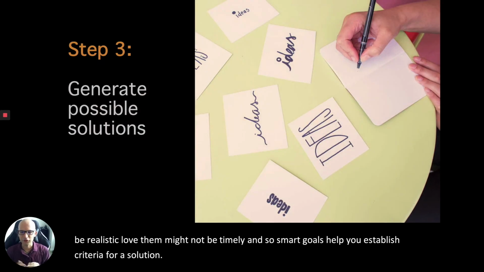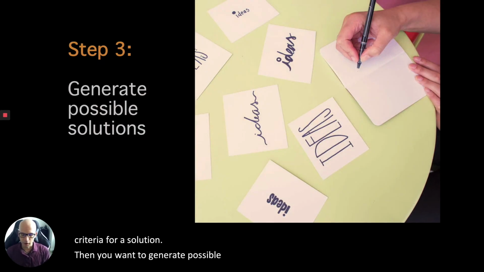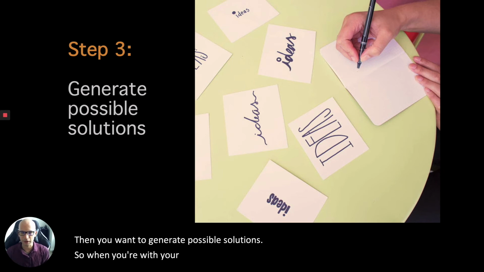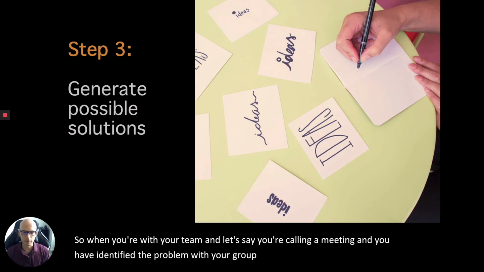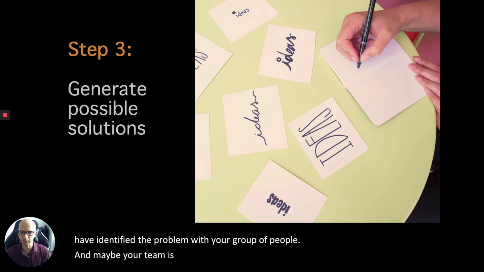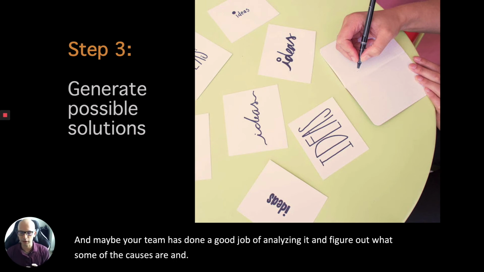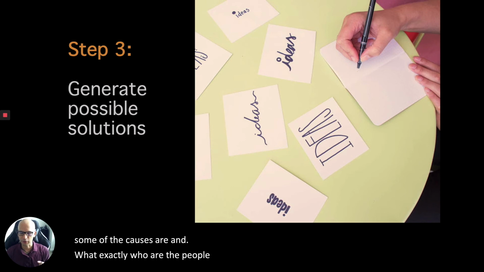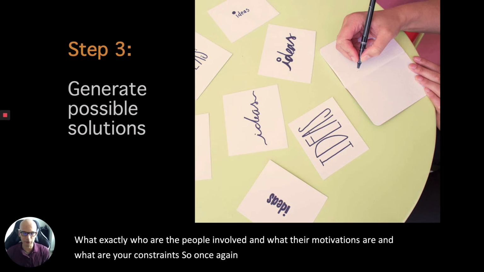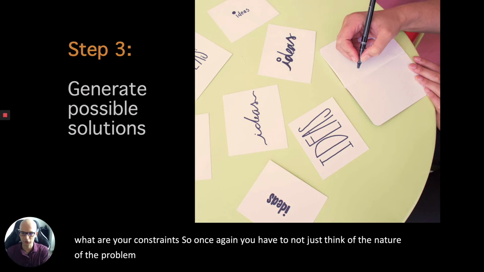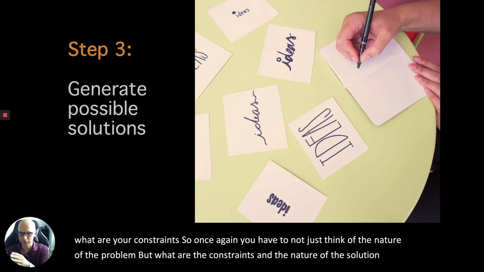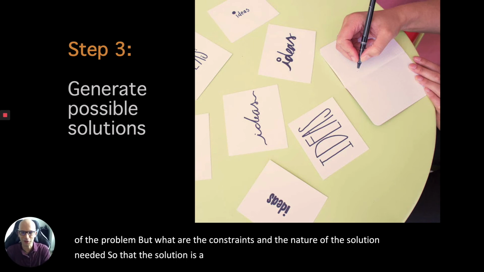Then you want to generate possible solutions. So when you're with your team, and let's say you're calling a meeting, and you have identified the problem with your group of people, and maybe your team has done a good job of analyzing it and figuring out what some of the causes are, and who are the people involved and what their motivations are and what are your constraints. So once again, you have to not just think of the nature of the problem, but what are the constraints and the nature of the solution needed so that the solution is a workable solution to the problem.